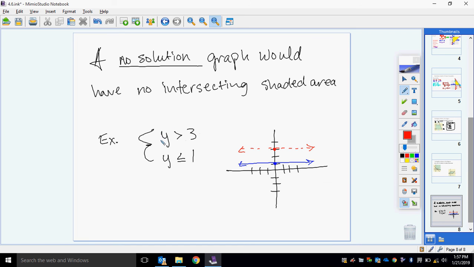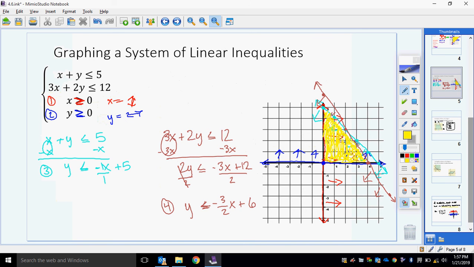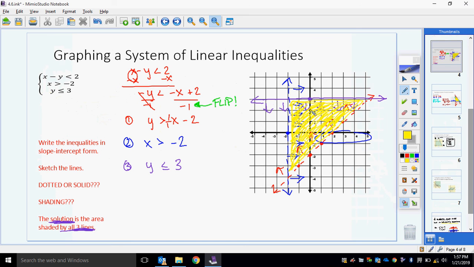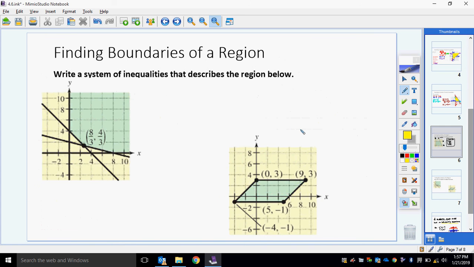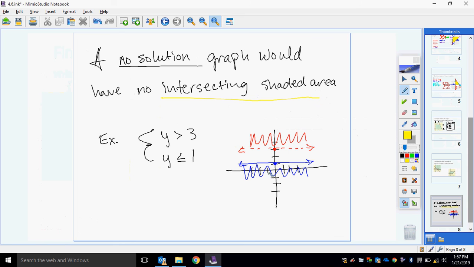So let's talk about shading on the red. Y is greater than 3, so you need the y side that's bigger than 3. Well, that would be shading up here. And on the blue line, you need y's that are less than 1. Well, the y's less than 1 are the y's down here. So do they have an intersecting shaded area? No. In the previous graphs, we had a common region in yellow that could satisfy all of the lines. Well, this shaded region in red doesn't satisfy the blue line, and the shaded region in blue doesn't satisfy the red line. They're not satisfying both. So this would be a no solution case. Okay, there's no common region.